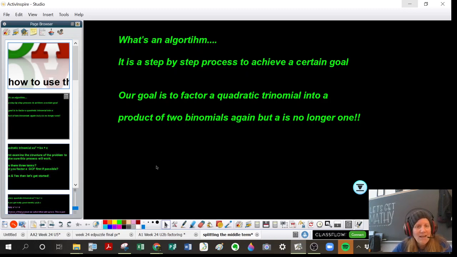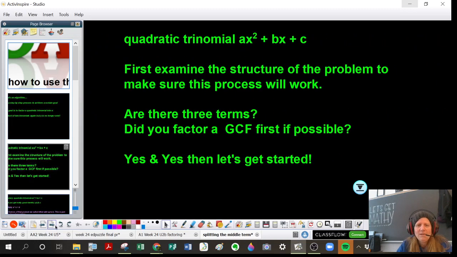And our goal again is to factor a quadratic trinomial, that's something with 3 terms, into a product of 2 binomials again. But a is no longer going to equal 1. So that's where this algorithm comes into play.